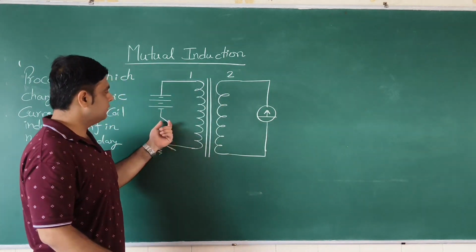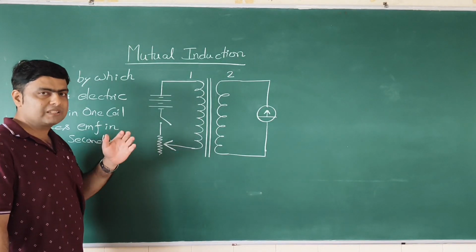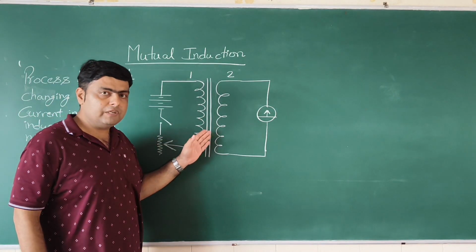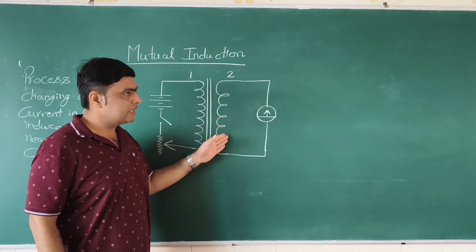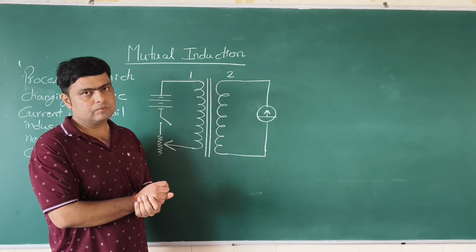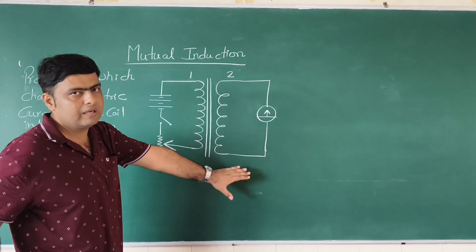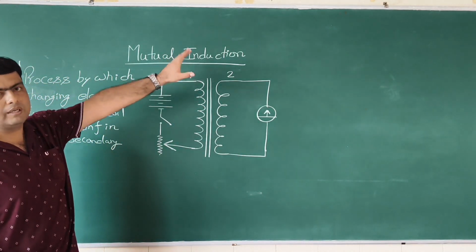So what happens when we tap this key? The current starts flowing from 0 to maximum value and therefore it generates a magnetic field around it. This changing magnetic field then passes through the secondary coil and induces an EMF inside it. So this phenomenon of generation of EMF in the nearby coil due to the first coil is called mutual induction.